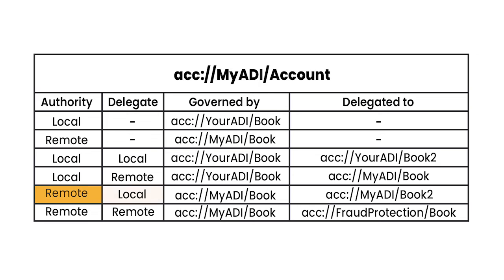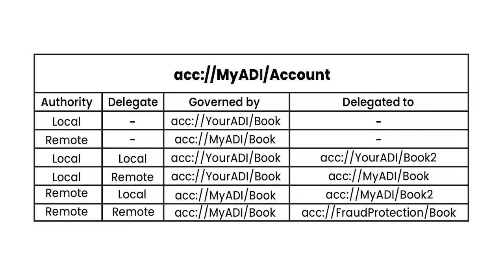remote authority and local delegate, yourADI/account is governed by myADI/book, but authority is delegated to myADI/book2. This may be useful for automated payments, for example, where you give a business authority over your account, and that business delegates the authority to sign transactions to an automated manager who is bound maybe by a set of rules that determine how much or how often tokens can be withdrawn from your account.